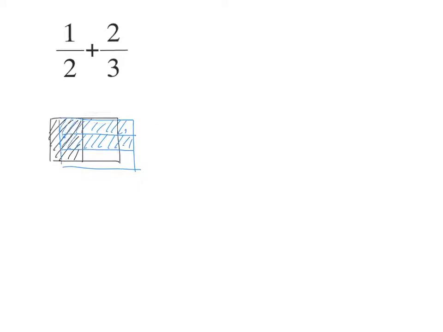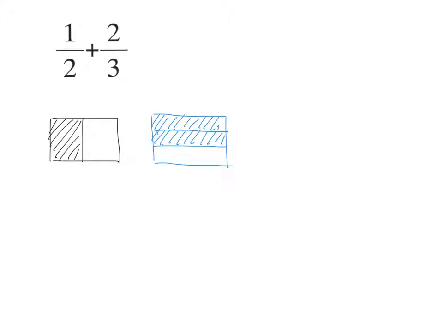But in the past what we've done is we've overlapped them, to find what would the like units be? 6. So we use rectangular models to help us find the like units. But today we're not going to be using models. We're going to be using what's called the LCM.